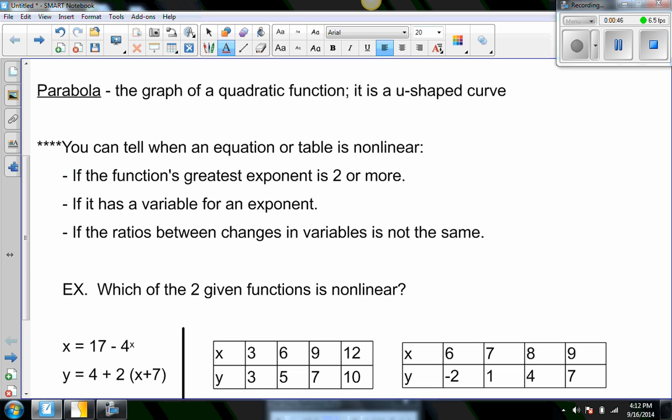You can tell when an equation or a table is nonlinear by these three characteristics. If the function's greatest exponent is 2 or more, it will be nonlinear. If it has a variable for an exponent, so if the x, y, z, whatever, is the exponent, it's going to be nonlinear. If the ratios between changes in variables are not the same. And I'm going to do an example of one of those right now.